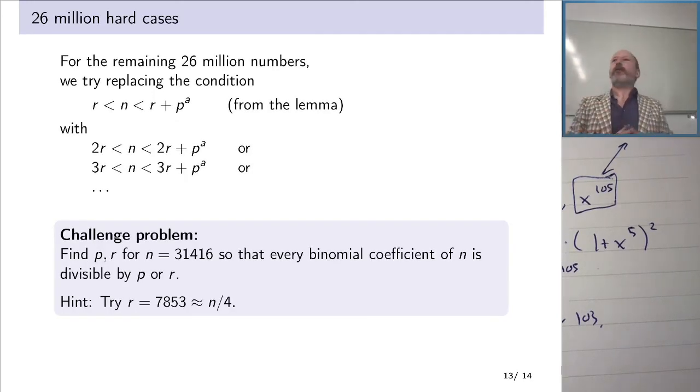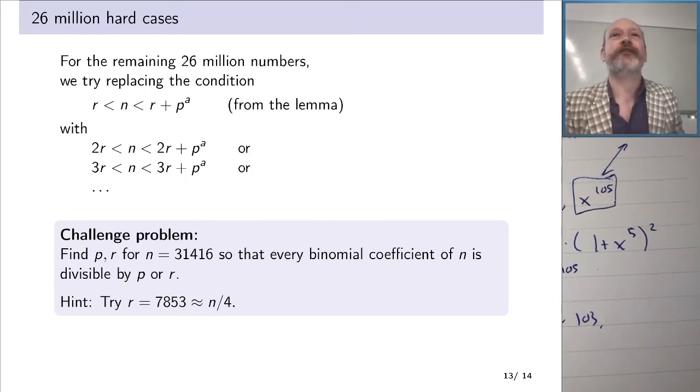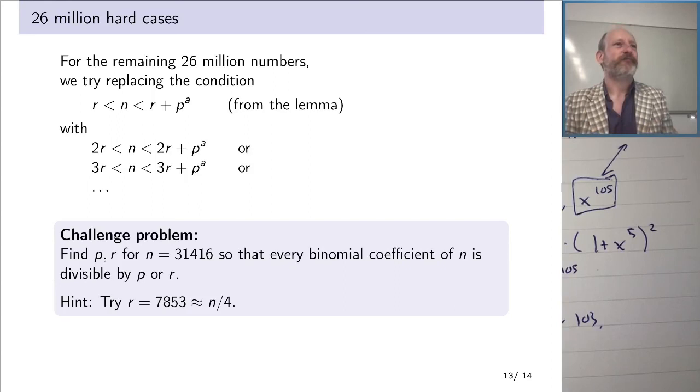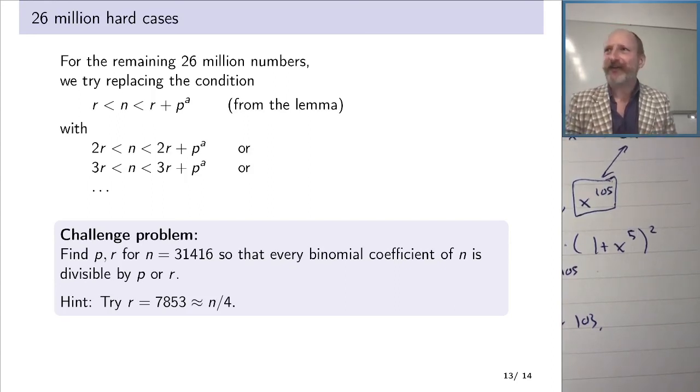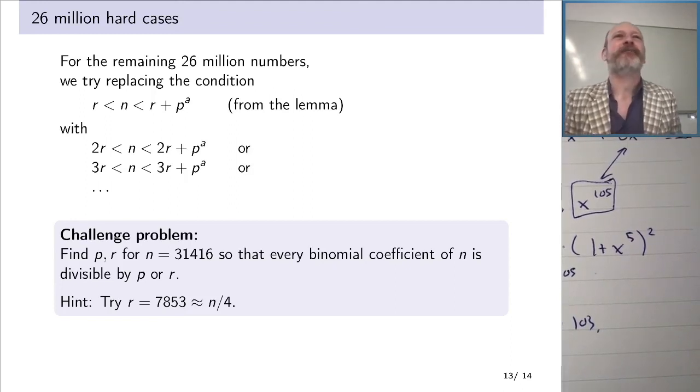Okay, so if you want a fun problem, take 31416. It's a coincidence that this looks a little bit like pi or some multiple of pi. It's a particularly annoying one. It might give you some amusement. I'll even give you a hint. 7853 is a pretty good value of r. It's about a fourth of 31416.